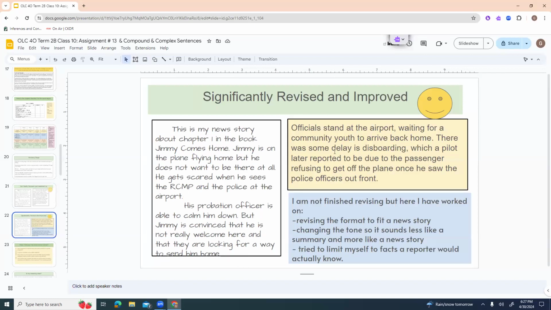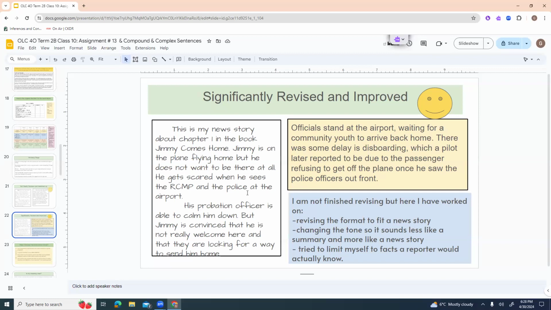Here's the original, and here is our new one. And you can see there's quite a difference. I'm going to read them so you can hear the difference. The first one says, this is my news story about chapter 1 in the book, Jimmy Comes Home. Jimmy is on the plane flying home, but he does not want to be there at all. He gets scared when he sees the RCMP and the police at the airport. His probation officer is able to calm him down, but Jimmy is convinced that he's not really welcome here and that they are looking for a way to send him home.